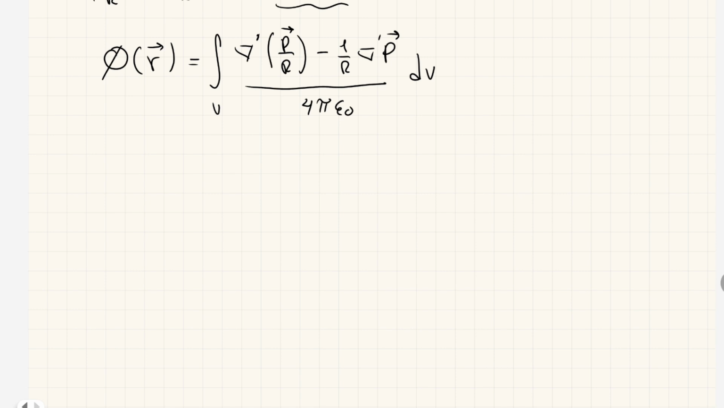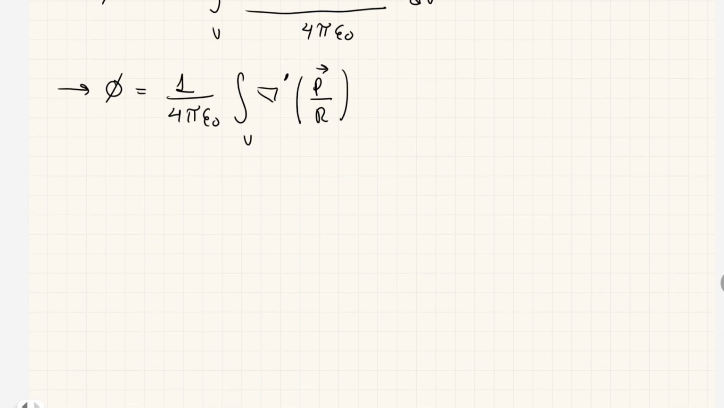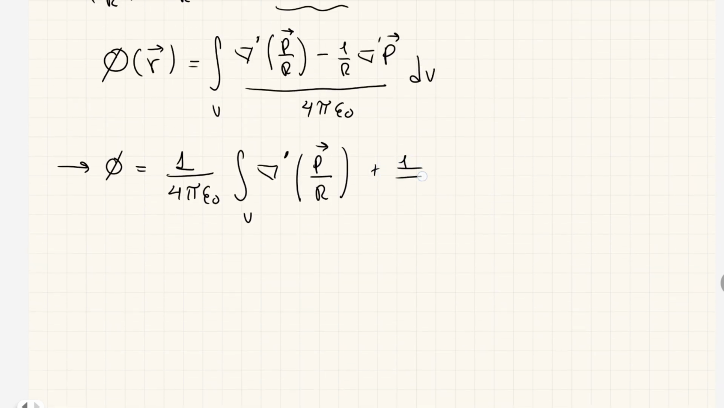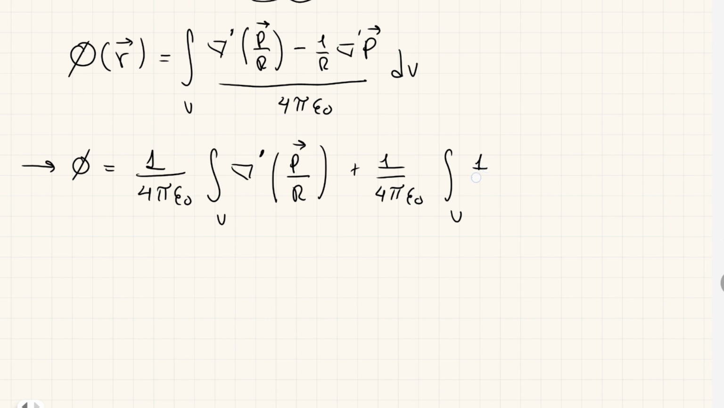Okay, perfect. So now we are going to split this into integrals to get that the electric potential is going to be, well, first of all, taking the constants out, 1 over 4 pi epsilon 0, the volume integral of the divergence of P over R, and then plus 1 over 4 pi epsilon 0, the volume integral of 1 over R, the divergence of the polarization times dV, negative.